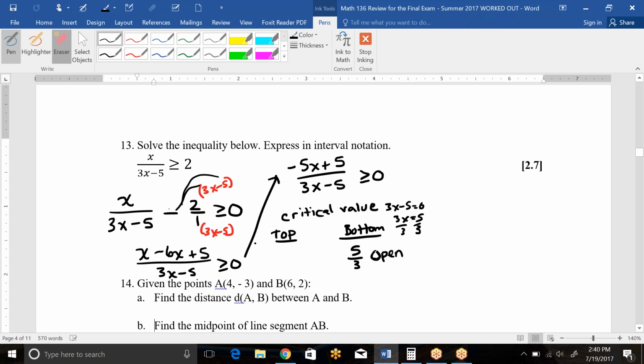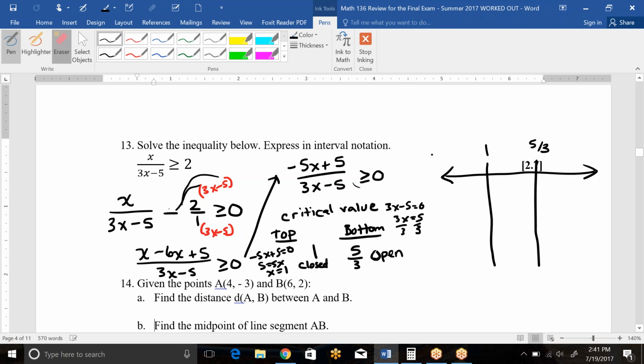And then for the top, we would set negative 5x plus 5 equal to 0. That is 5 equals 5x or x equals 1. So 1 is going to be closed because the top always obeys the actual symbol. So since there's an equal to, it's going to be closed. The next thing I do is I place those numbers from least to greatest on my number line, and I actually do a test value in each side to see if this comes out true or false. And always place them from least to greatest. So 1 is actually smaller than 5/3.